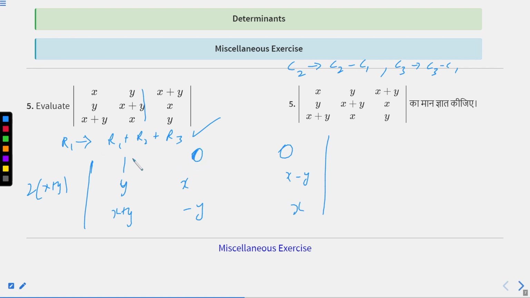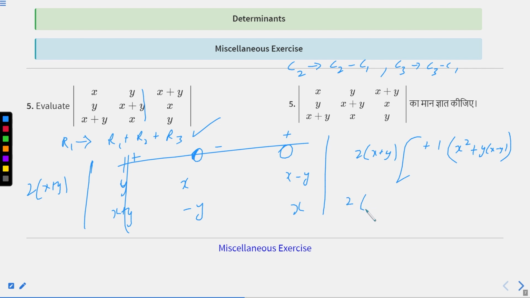Now we will evaluate our determinant quite simply. Plus, minus, plus, this will vanish. You have 2 times (x plus y) multiplied with the whole thing, plus 1 minus 0 plus 0. So this will directly vanish. Eliminate this row and column, and you will have x square minus y. Now this means 2 times (x plus y), x square plus xy.